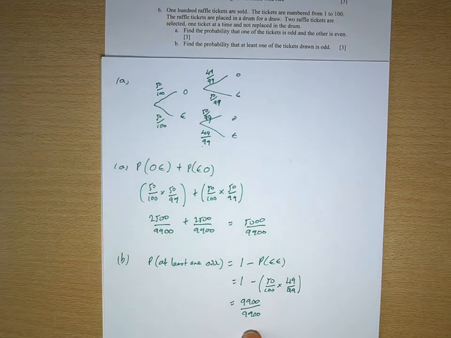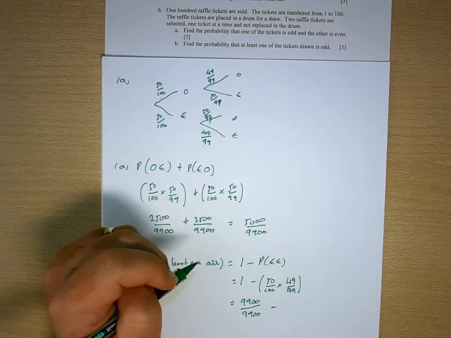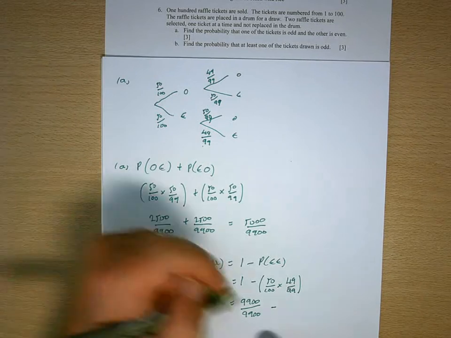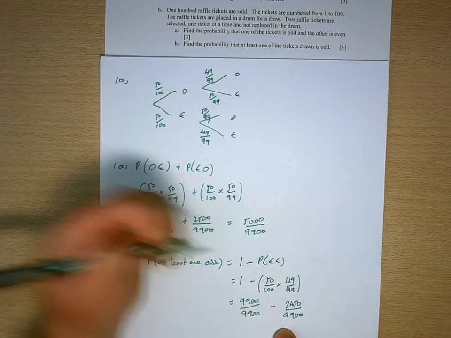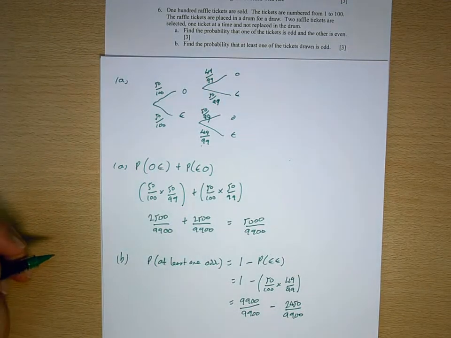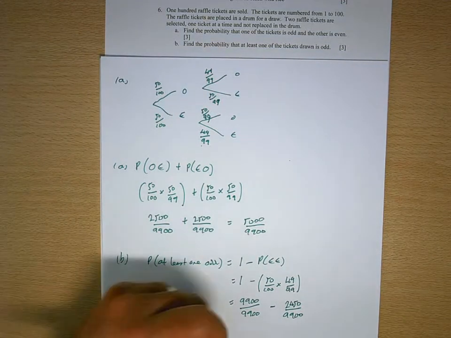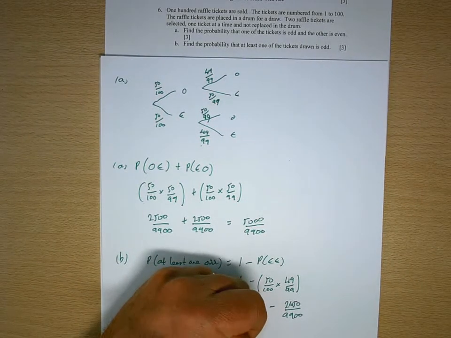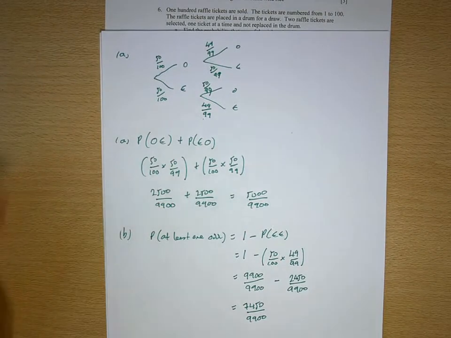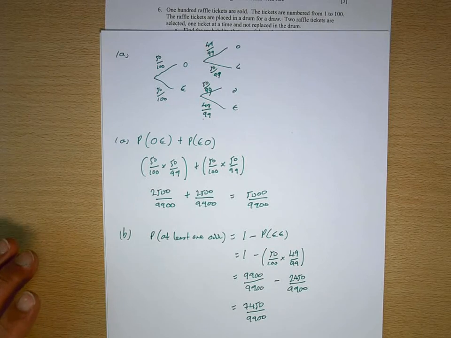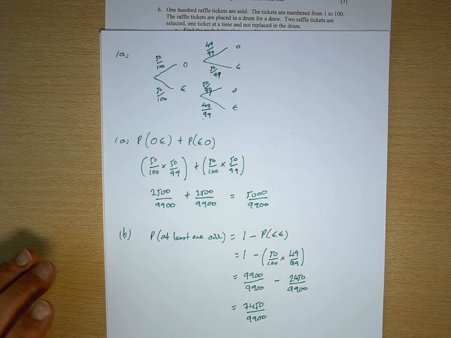So 1 is 9,900 over 9,900 minus 2,450 over 9,900, 7,450 over 9,900. There you go. So hopefully that will help you understand that level of probability work. You're looking at A star work there.